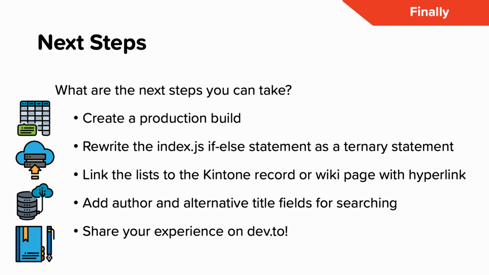There are lots of places to take this project. You can create a production build, which would be to minify and see where you can optimize. We've given you as an exercise an if-else statement presenting the React.js syntactic sugar that returns different JSX when rendered. And we invite you to try rewriting that as a ternary statement. You can link the lists to the Kintone record or a wiki page with a hyperlink. You can add alternative fields. You can also type up your experience and share it on dev.to.